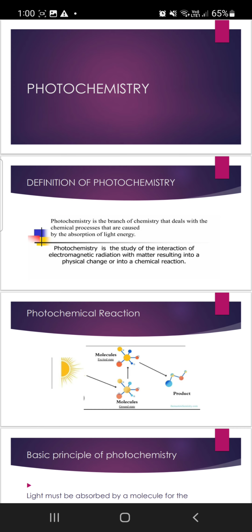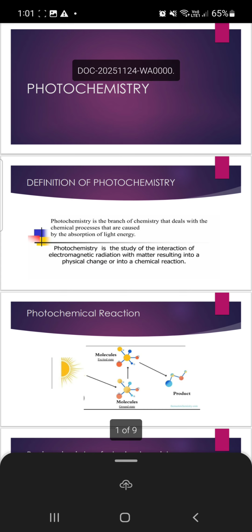Photochemistry is the study of the interactions of electromagnetic radiation with matter, resulting in a physical change or a chemical reaction. So, in photochemistry, there is an interaction of radiation or light energy with matter that results in a physical change or a chemical reaction, a photochemical reaction. The study of this interaction is called photochemistry.